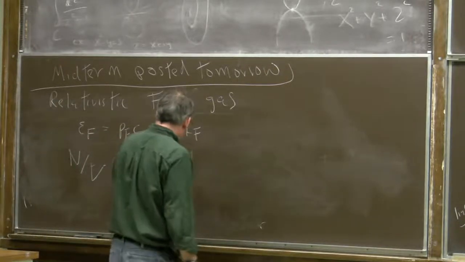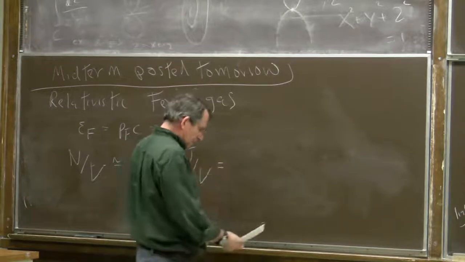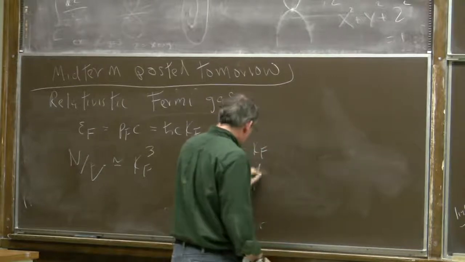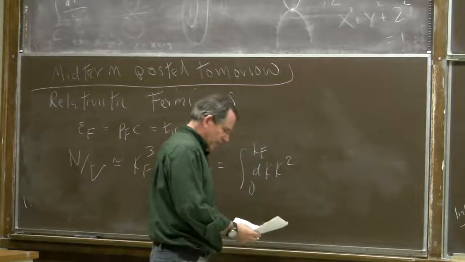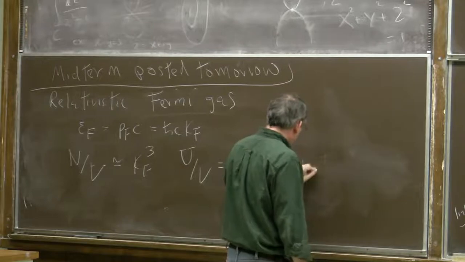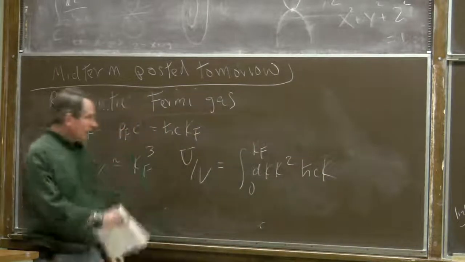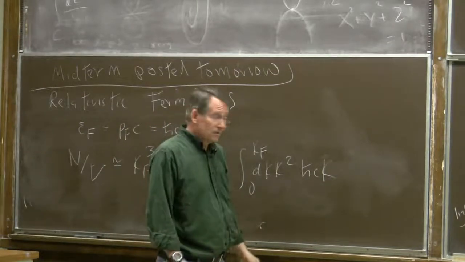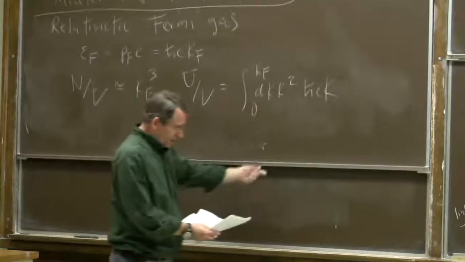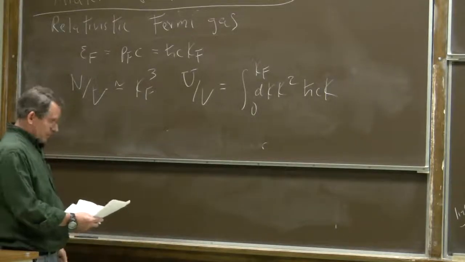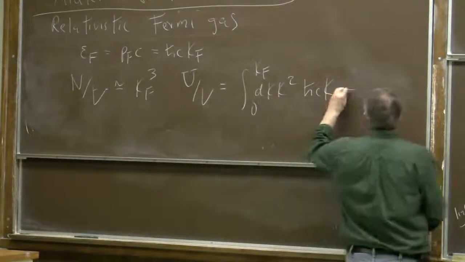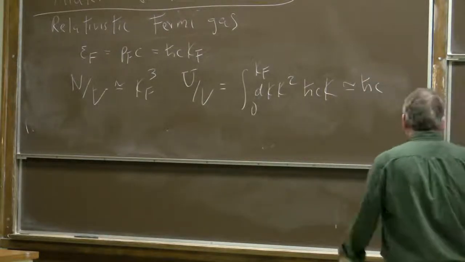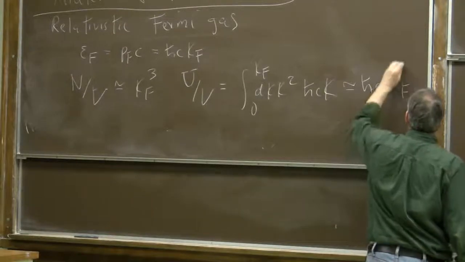And for the energy per unit volume, I can integrate up to k Fermi dk k squared, and I'm not keeping the 4 pi squared. But then the energy when the wave number is k will now be h bar c k instead of h bar squared k squared over 2m, because it's a relativistic particle, not a non-relativistic particle. And so this goes like h bar c from here, and now the integral is proportional to k Fermi to the 4th.